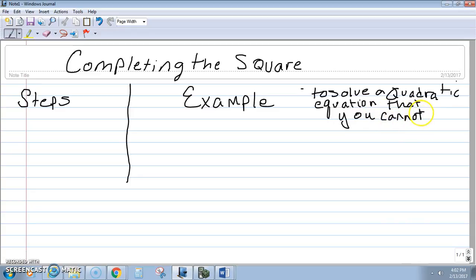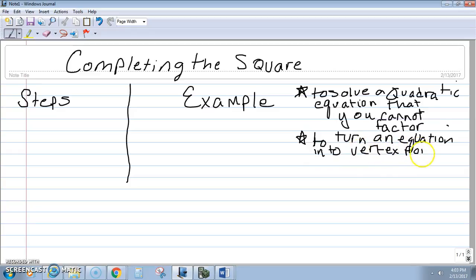Just like the quadratic formula, but it's a lot easier to use, I think, maybe if you don't have a calculator, or if you want to turn it into vertex form. So let's put that down there too. So two reasons. One, we're going to do this in order to solve something that you cannot factor. Or two, to turn an equation into vertex form, so you can find the max and min, right?